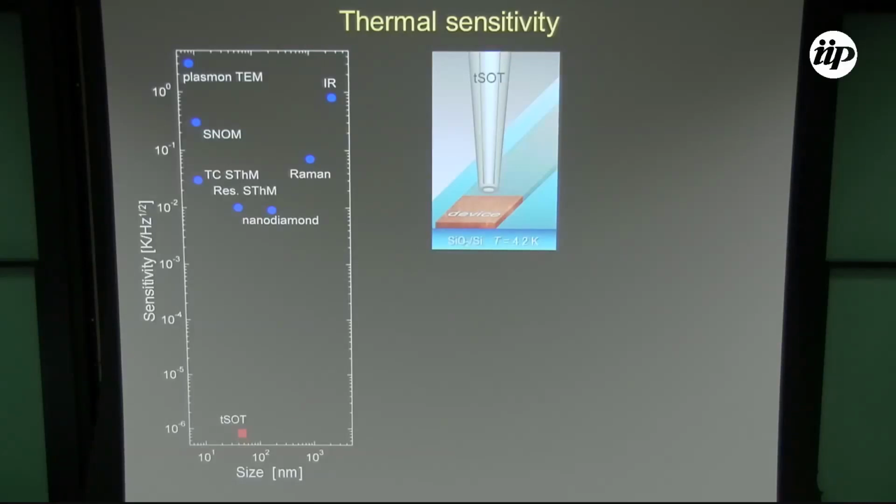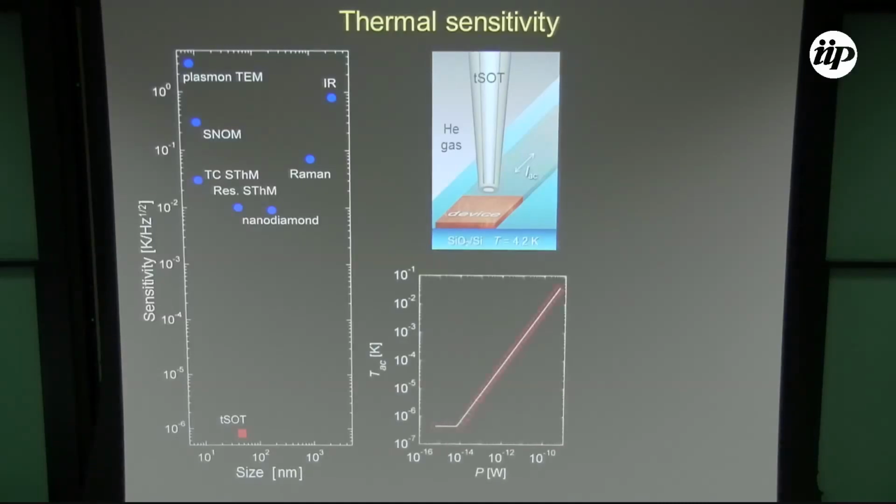But we do want to couple it to the device. So for this, we introduce a low pressure of helium exchange gas, which gives us a good thermal link between the surface of the sample and the thermometer. As a result, we have non-invasive nanoscale thermal imaging, which reflects very well the local temperature of the device. So now we can drive, for example, an AC current through this device and measure the resulting AC temperature. So this is how it looks.